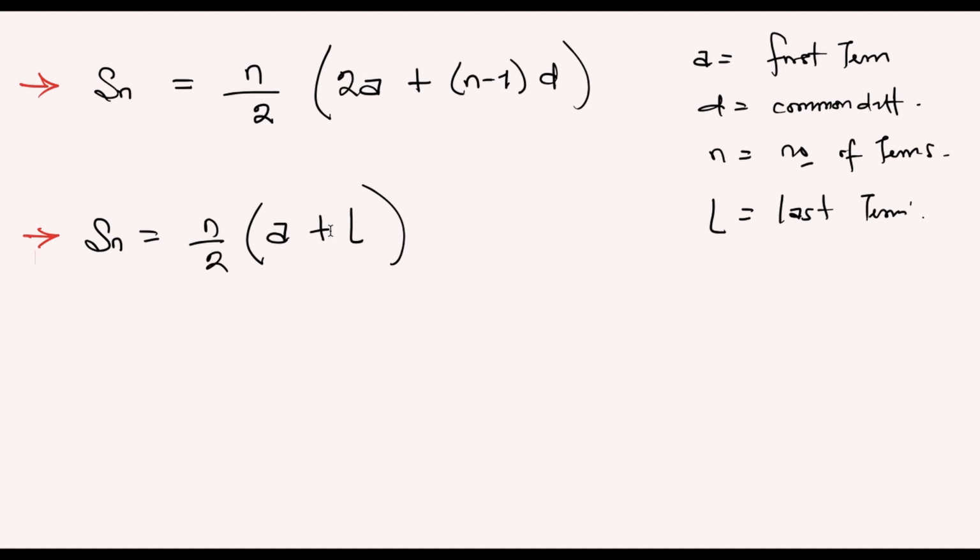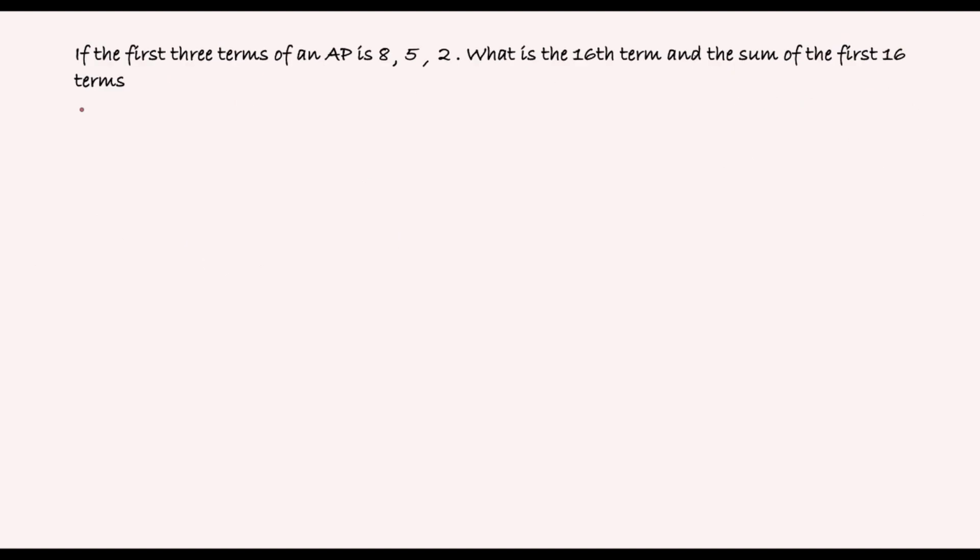So now that we know these formulas, let's solve some examples involving them. So our question says, if the first three terms of an AP are 8, 5, and 2, what is the 16th term and the sum of the first 16 terms? So our sequence is 8, 5, and 2. So here, let's see the terms that we know.